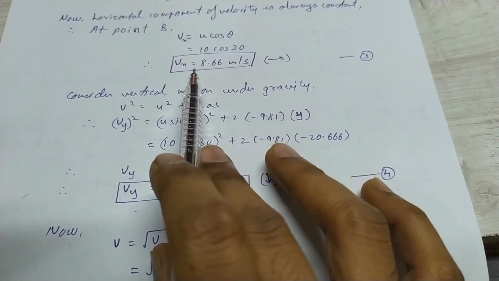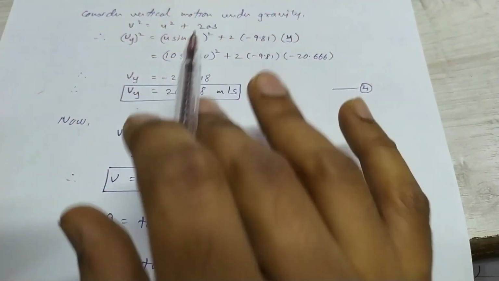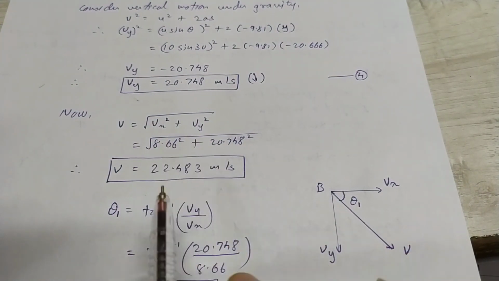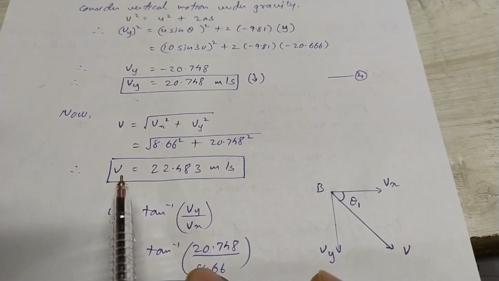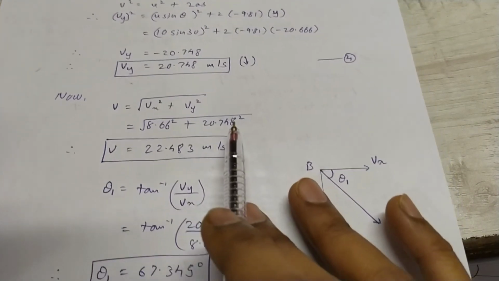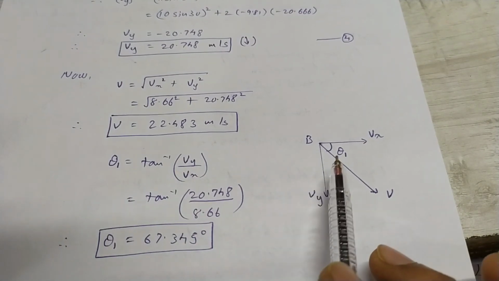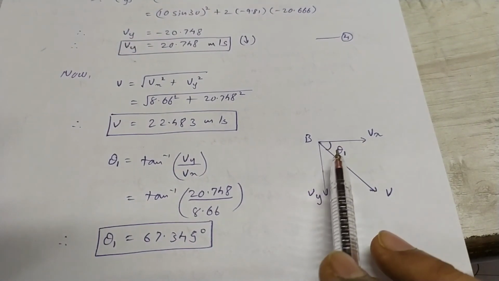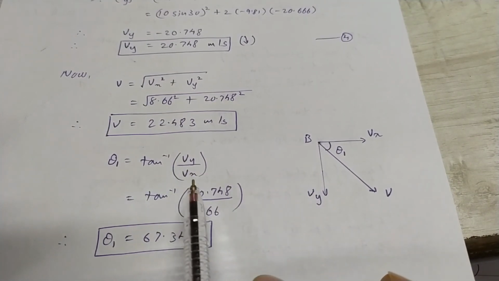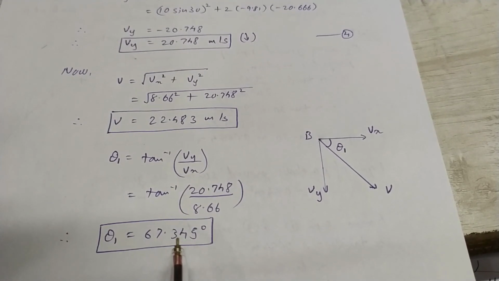Now we have got the x component, we have got the y component for the velocity at point B. So this will give the magnitude, that is v equal to the square root of vx square plus vy square, that gives the value of the final velocity at point B as 22.483 meter per second. And the angle between these two can be written as, if this is Vx, this is Vy, and this is theta 1, then tan theta 1 becomes Vy by Vx. So this will give you the value of theta 1 as 67.345.